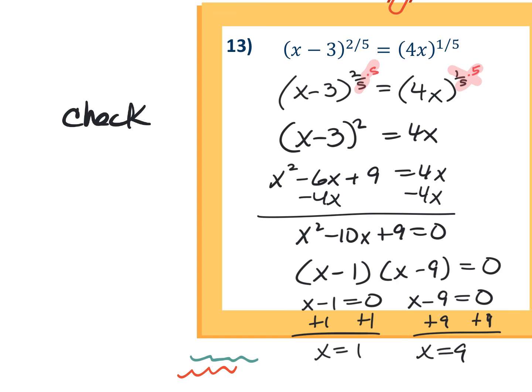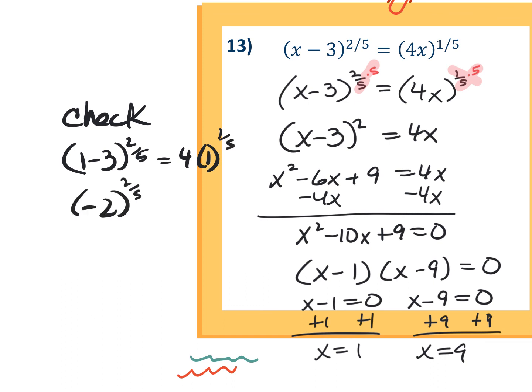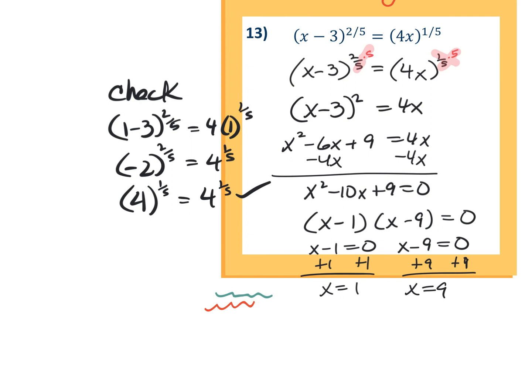So for the check, you're going to plug in 1 minus 3 raised to the 2/5 power equals 4 times 1 raised to the 1/5 power. I get negative 2 raised to the 2/5 and 4 raised to the 1/5. So here, if you think about it, you can apply the exponent. So then if you just square it, you get 4 to the 1/5 power equals 4 to the 1/5 power. Don't worry about figuring out what it is. It's equaling itself.